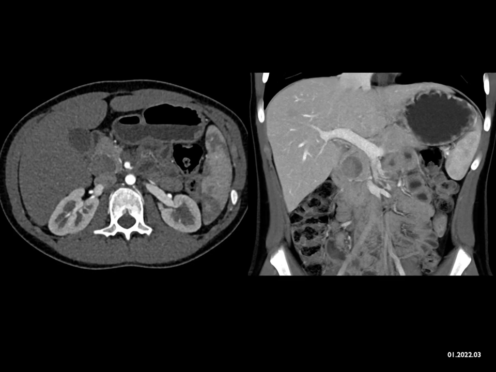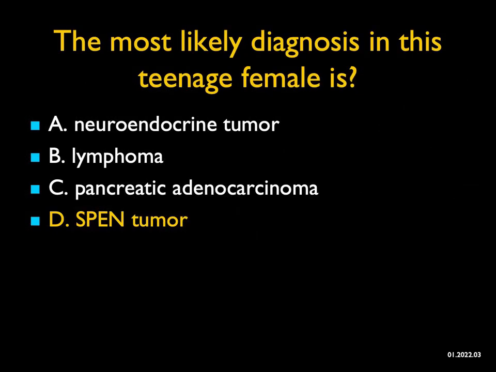They can be large. They can have dystrophic calcification. Greater than 90% are curable with resection. So if you see a mass, particularly cystic and solid, in a teenager, particularly if it's a female, remember female 9-1 over male in terms of SPEN tumors, it is going to be a SPEN tumor, and that's precisely what this was.